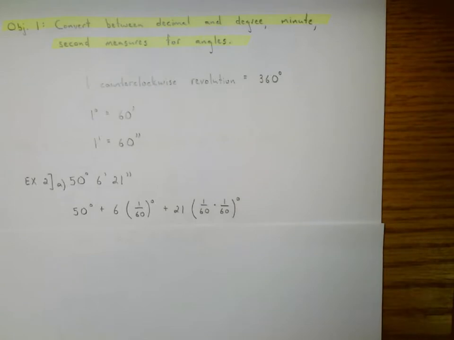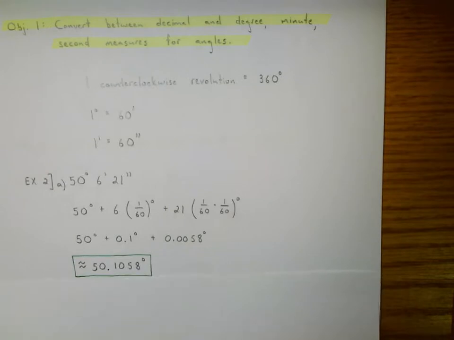There are 1/3600ths there for our degree measure. Simplifying this, just arithmetic. We can use a calculator for some of that. Okay. This is approximately 50.1058 degrees. We were asked to round to 4 decimal points.